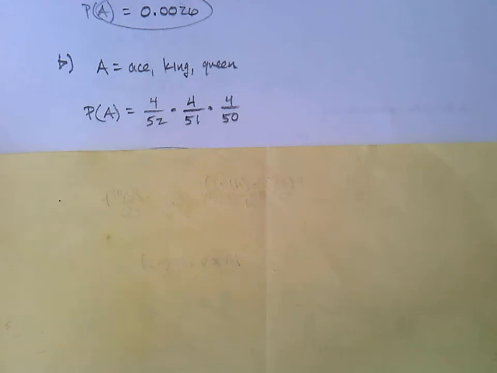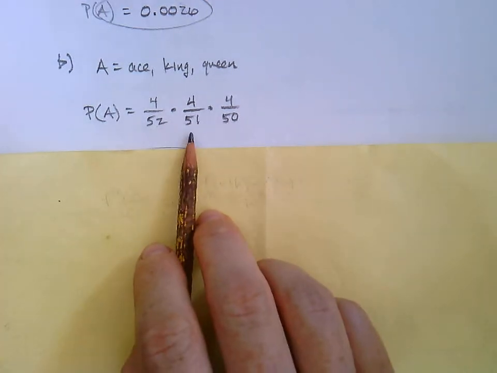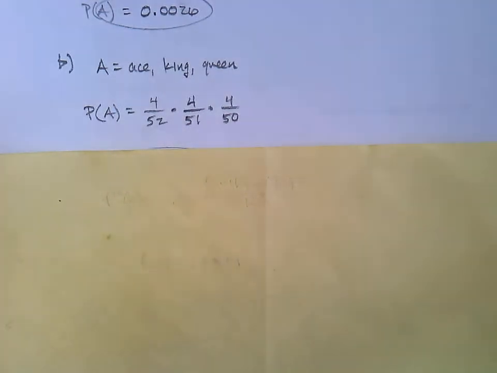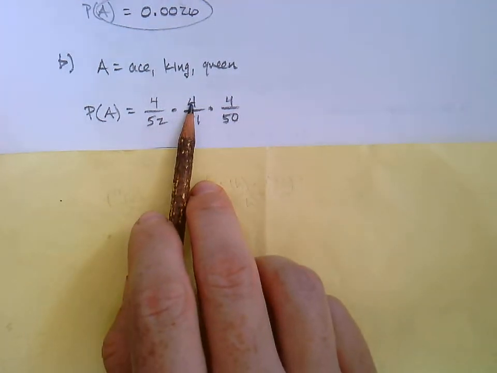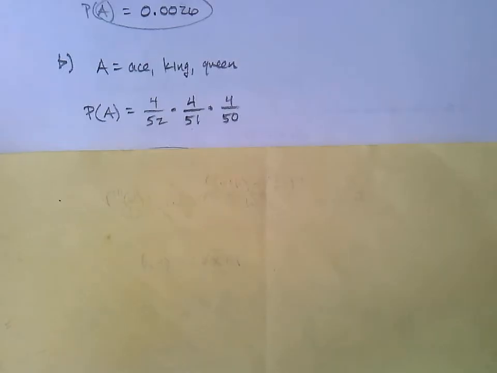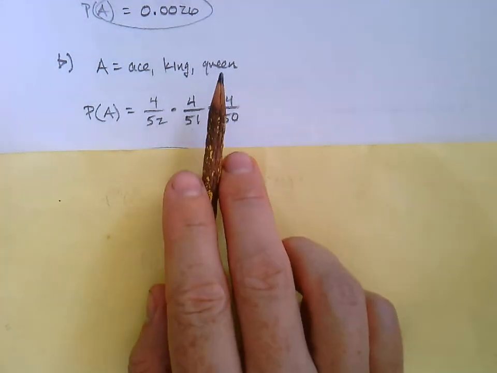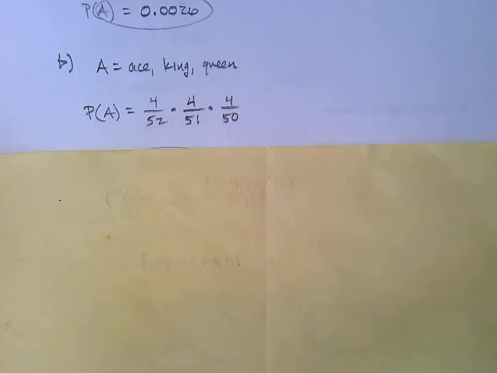Let's say we get that ace and we're holding it. Then we go back to the deck. Now there's only 51 cards, but how many of them are kings? Well, because we drew an ace on the first one, there's still 4 kings, so 4 out of 51. And let's say we get that king, and then we go back, and now there's only 50 total cards. How many of them are queens? Well, there's still all 4 queens, so 4 out of 50.